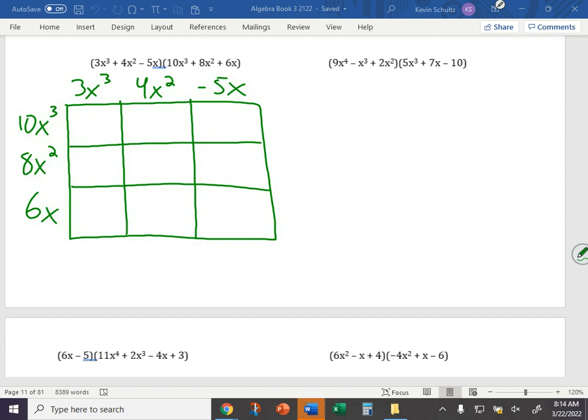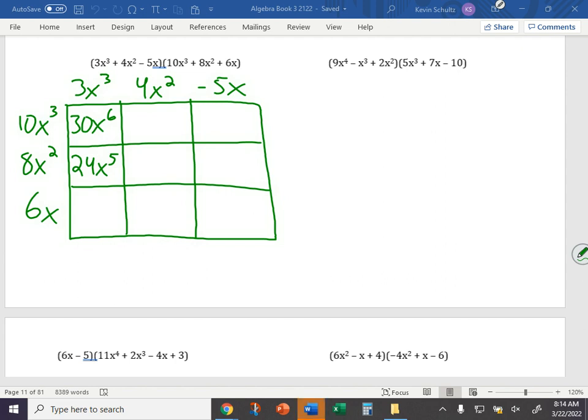Raise your hand and tell me what the top left product is going to be. Vince. 30x to the sixth. Good. Next one over. Joey. 24x to the fifth. You went down. Okay. Going down, 24x to the fifth.